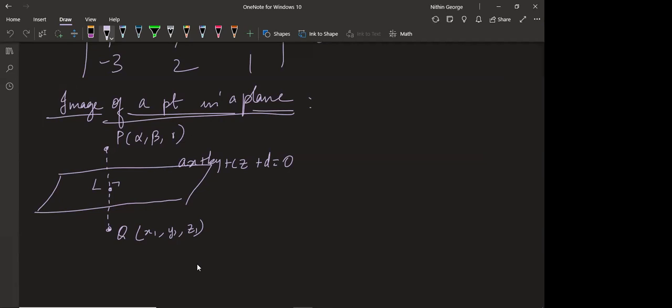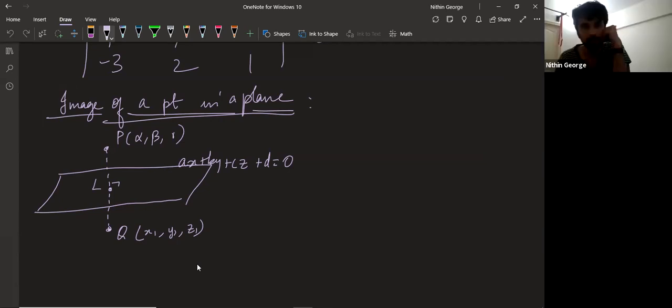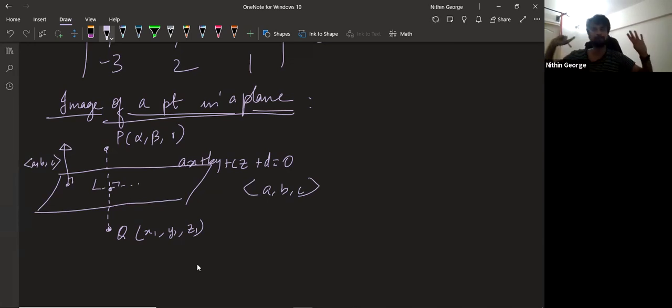Sure, sir. So this plane is there, no? Ax plus by plus cz plus d. So what is ABC here? ABC is perpendicular to the plane. Now remember, we are looking for the foot of the perpendicular. So PL, PQ will have its direction ratios as A, B, and C. That is your clue.